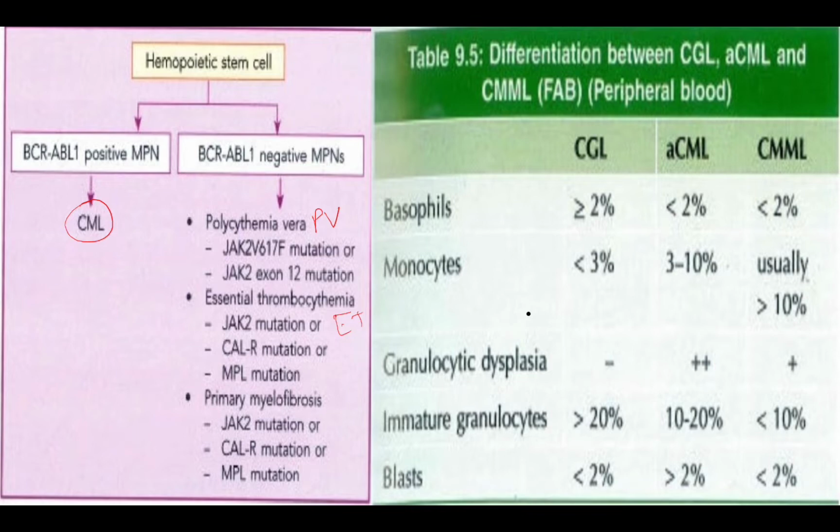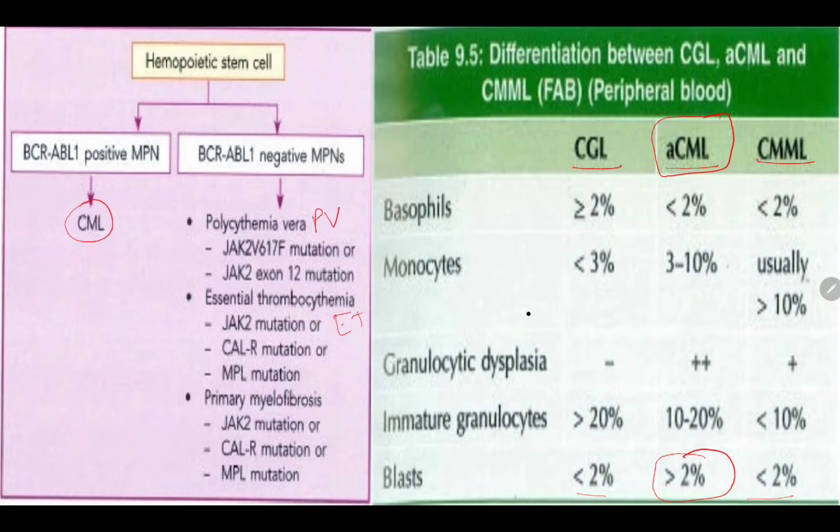Now, first, according to the FAB classification, there are three categories. One is the chronic granulocytic leukemia, atypical chronic myeloid leukemia, and chronic myelomonocytic leukemia. First, the chronic granulocytic and atypical CML are differentiated based on the blasts. So if blasts are more than 2%, it is classified under the atypical CML, while less than 2% are classified under the CGL or CMML.